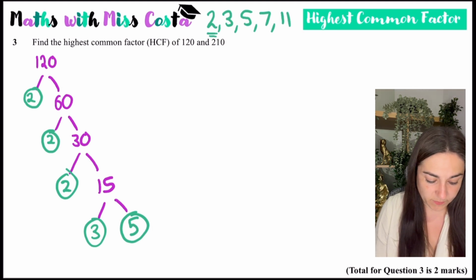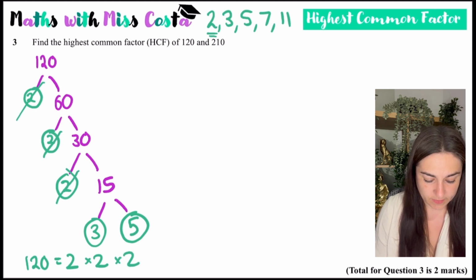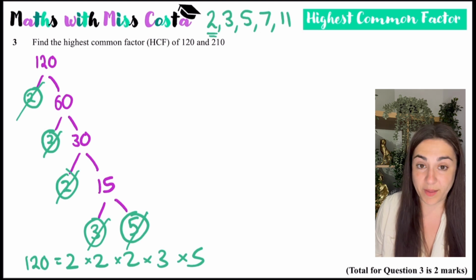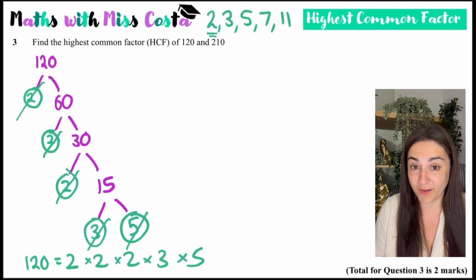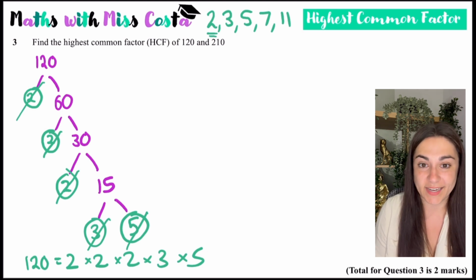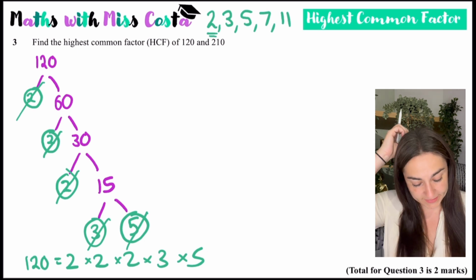And then all you do is you collect them. So 120 is 2 times 2 times 2 times 3 times 5. And what that means is if I do 2 times 2, which is 4, times 2, which is 8, times 3, which is 24, times 5, you'd get 120. So you're just decomposing your number into prime numbers.